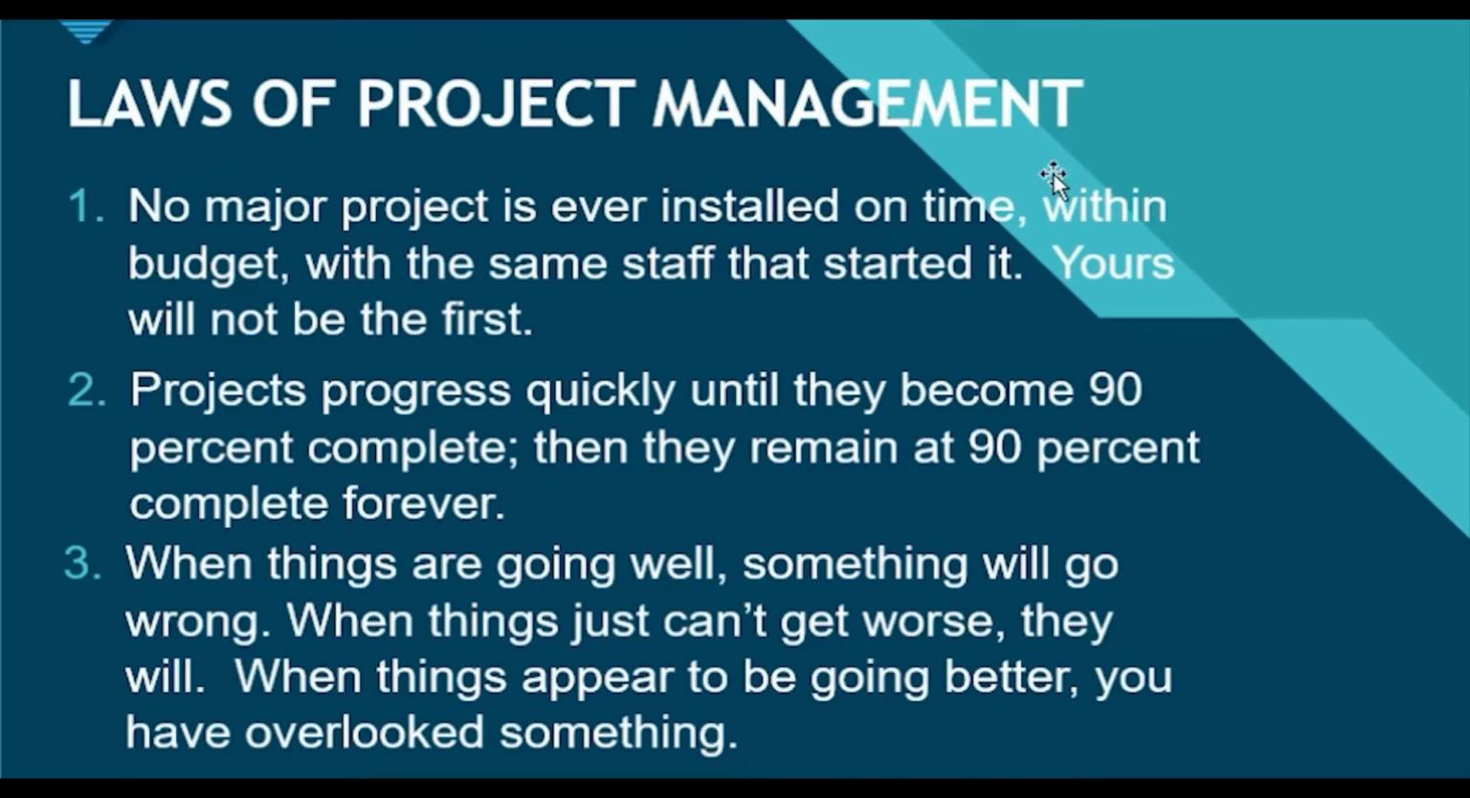Laws of project management. Number 1. No major project is ever installed on time, within budget, with the same staff that started it. Yours will not be the first. Number 2. Projects progress quickly until they become 90% complete. Then they remain at 90% complete forever. Number 3. When things are going well, something will go wrong. When things just can't get worse, they will. When things appear to be going better, you have overlooked something.